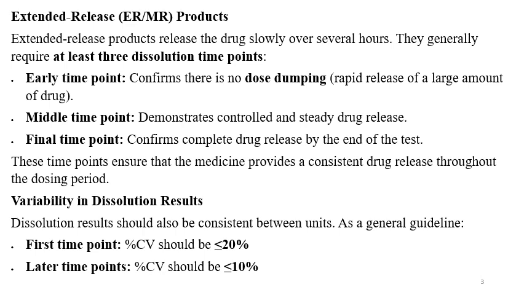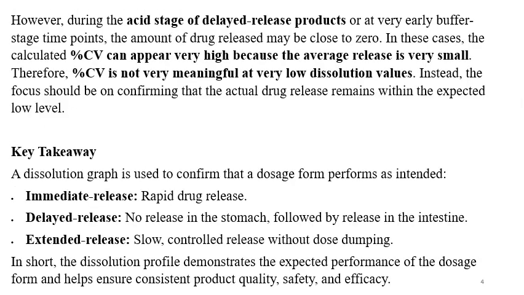As a general requirement from the various regulatory authorities, for the early time points the percent RSD should not be more than 20%, and for later time points the percent CV should not be more than 10%. So it should be below 20% for the early time point, and below 10% for later time points. However, during the acid stage of the delayed release product, and at very early buffer stage points, the amount of drug release may be close to zero.